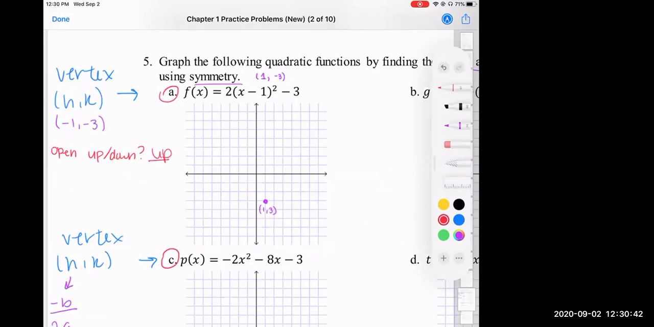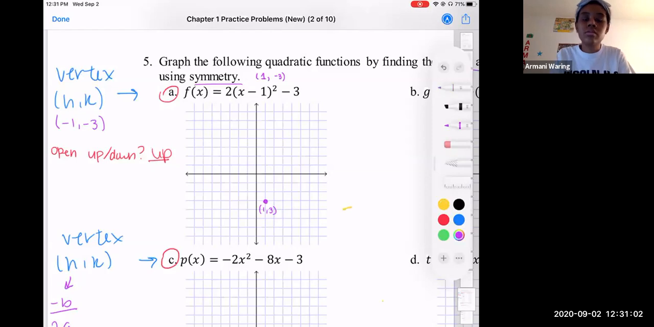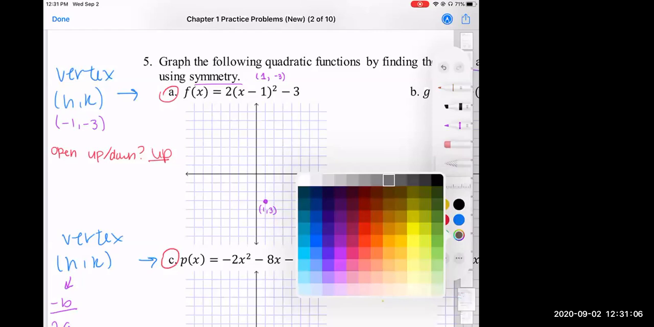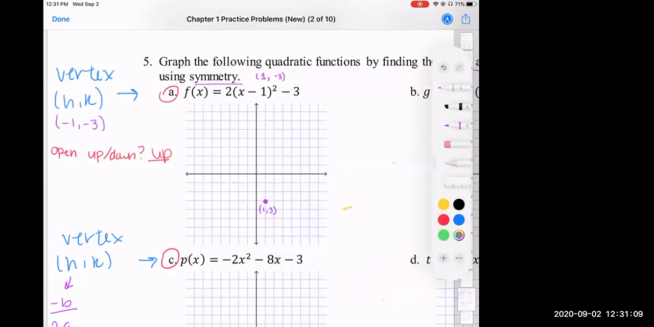Okay, let's find more points. So I know it's going to be a U-shaped figure. I just want a couple more points to figure out what it's going to look like. I know I have an axis of symmetry. So this means that this U-shaped figure has a mirrored reflection. It goes straight across the vertex. So I'm going to draw a line that goes right through the vertex. So it goes right through here. That's your axis of symmetry.